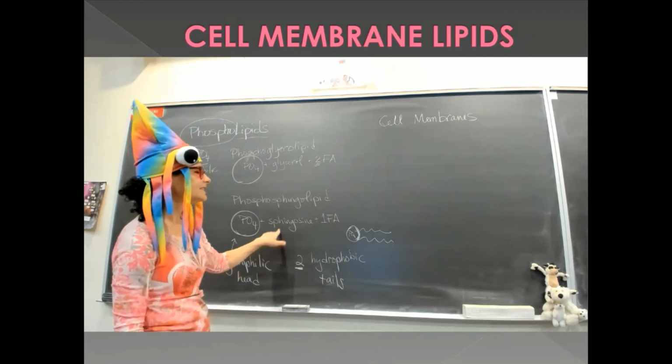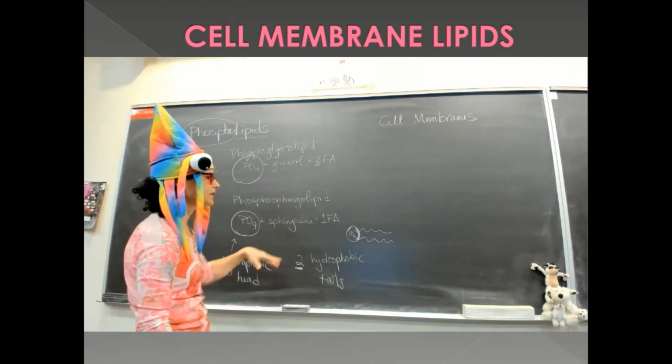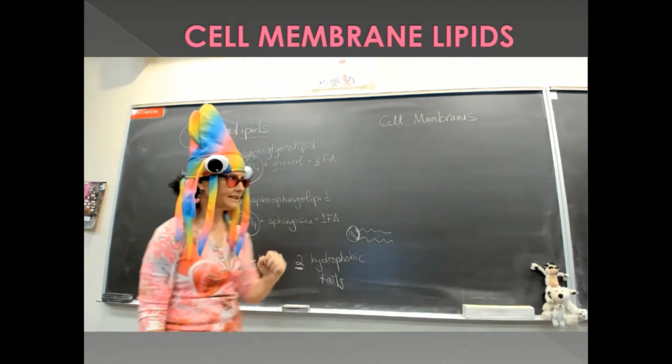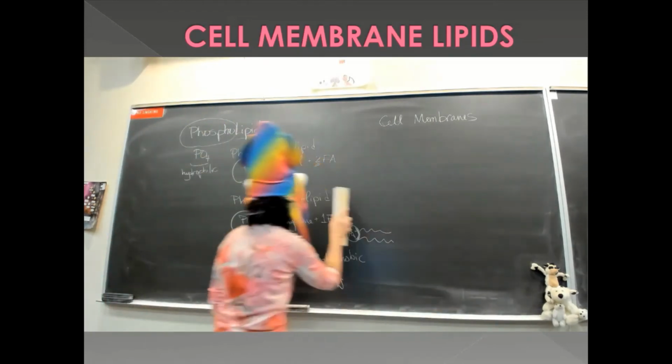In sphingosine, one of the tails is a fatty acid. Sphingosine is a much larger molecule, and so one of the tails is also sphingosine. All right, and so that's part of our cell membranes.